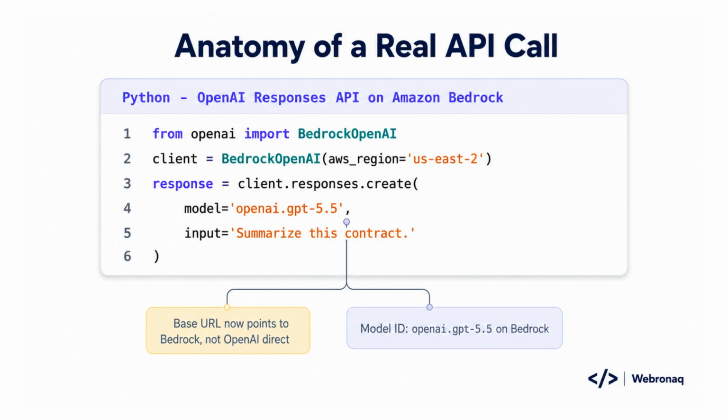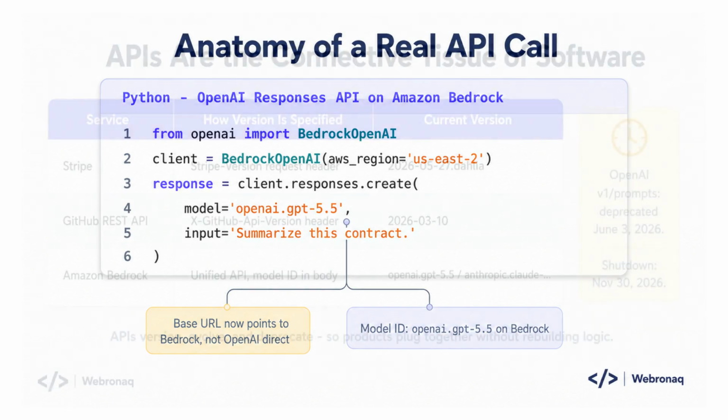The SDK, the method names, the response structure, all identical to calling OpenAI directly. The only thing that changed was where the client pointed. This is exactly the power of a well-designed API. The interface stays stable. The implementation underneath can live on a completely different cloud. Now let's zoom out and see why this pattern shows up everywhere in the software world.